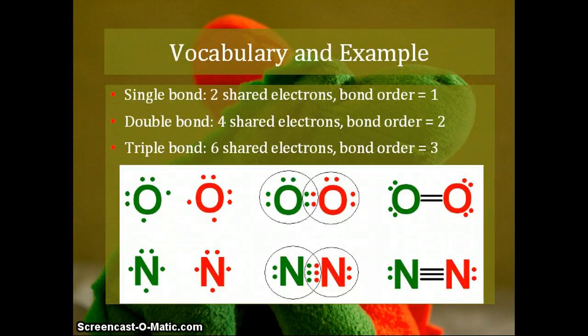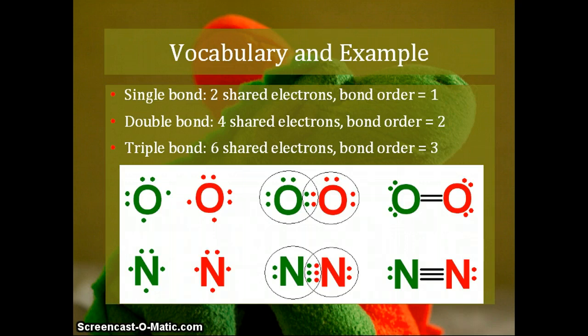In a single bond, 2 electrons are shared and the bond order is 1. In a double bond, 4 electrons are shared and the bond order is 2. In this example, 2 oxygen atoms must share 4 electrons, forming a double bond.